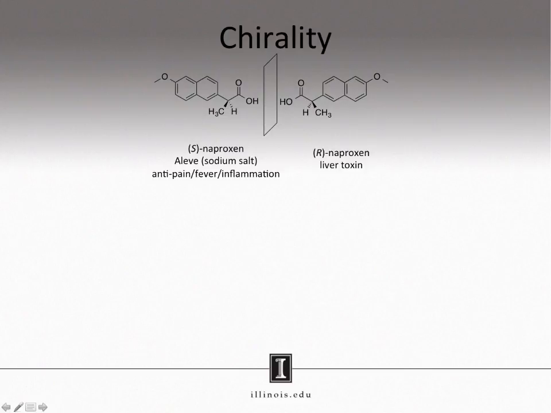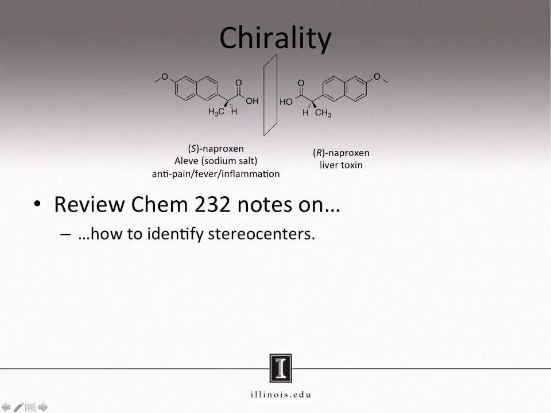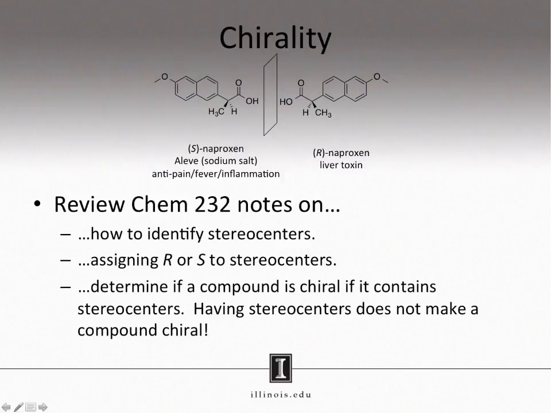For this experiment, you should review your Chem 232 notes on a few topics. You should know what stereocenters are and how to identify them. You should know the rules to assign whether a stereocenter is R or S. And you should know how to determine if a molecule is chiral if it contains stereocenters. Remember, a molecule can have stereocenters but not be chiral. Meso molecules are an example of this.